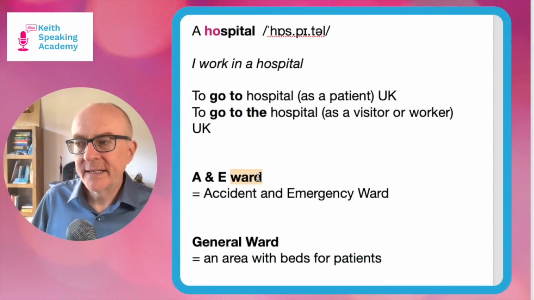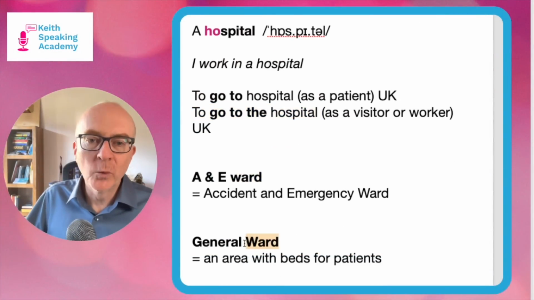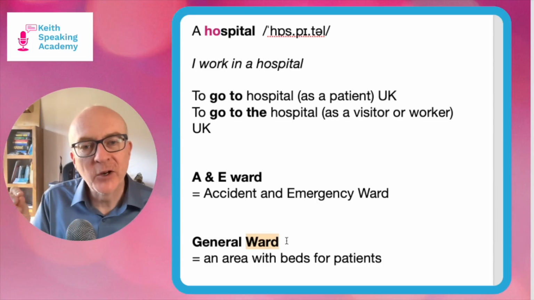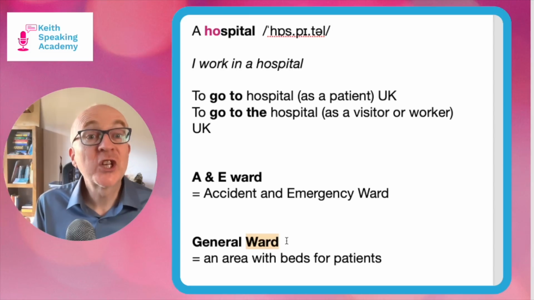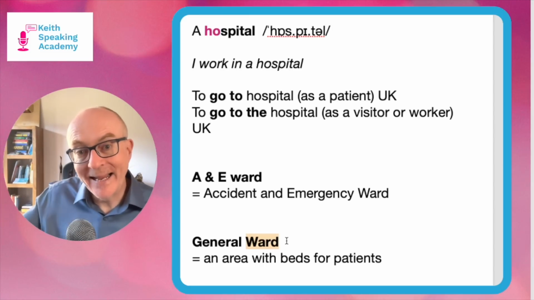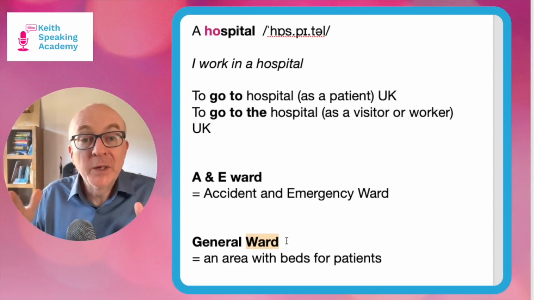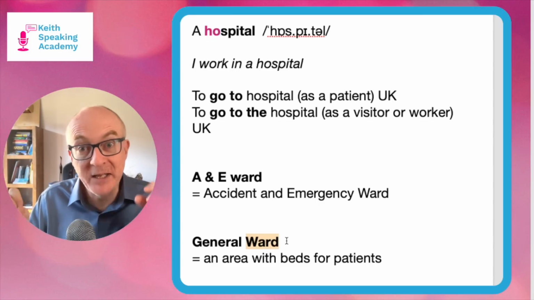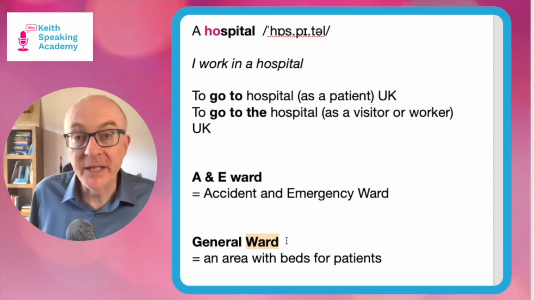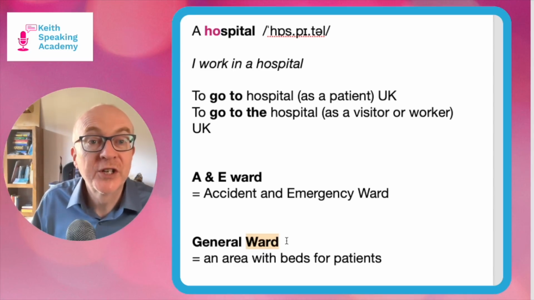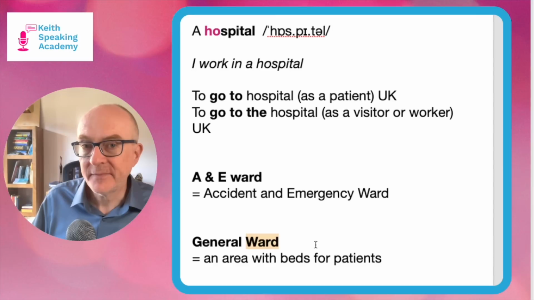That's a ward. A ward in general, a general ward, is just an area in the hospital with beds for the patients. So the ward, or the general ward, will be one of the many areas for patients. So when you go to a hospital in England, you'll have Ward A, Ward B, Ward C, Ward D. So if you're visiting somebody, you'll have to ask which ward they are in.